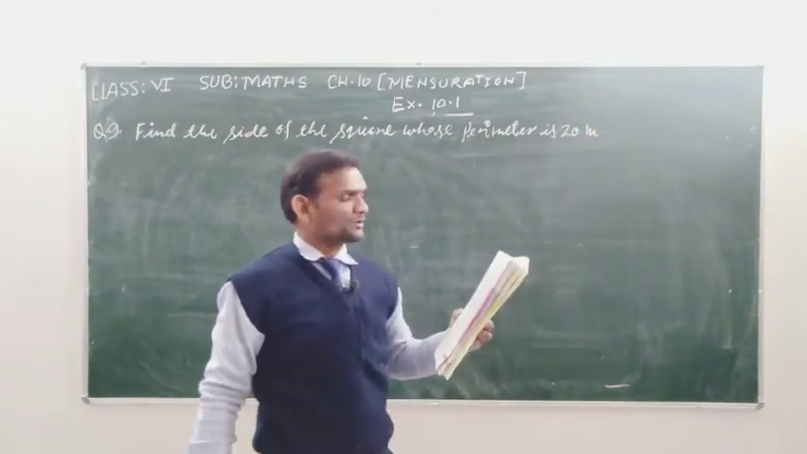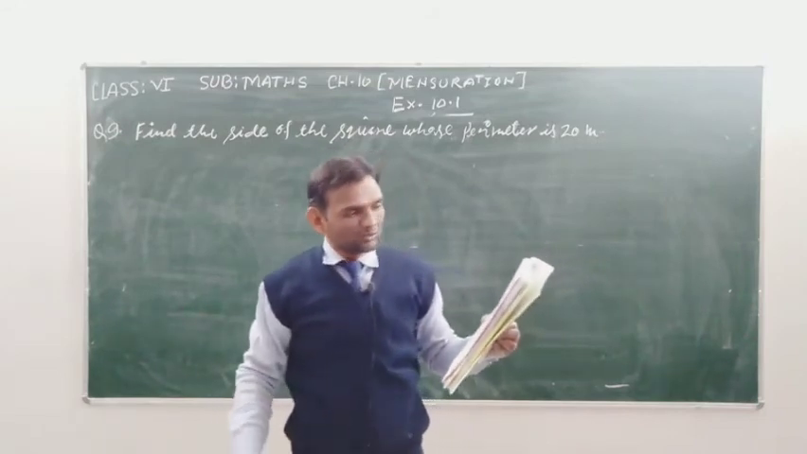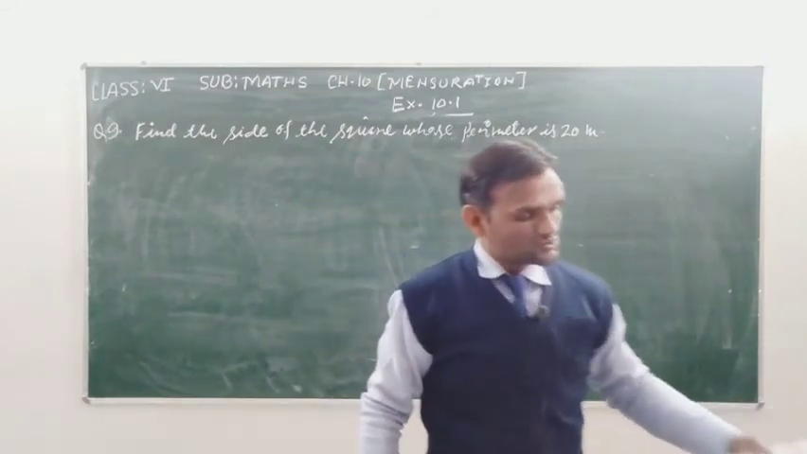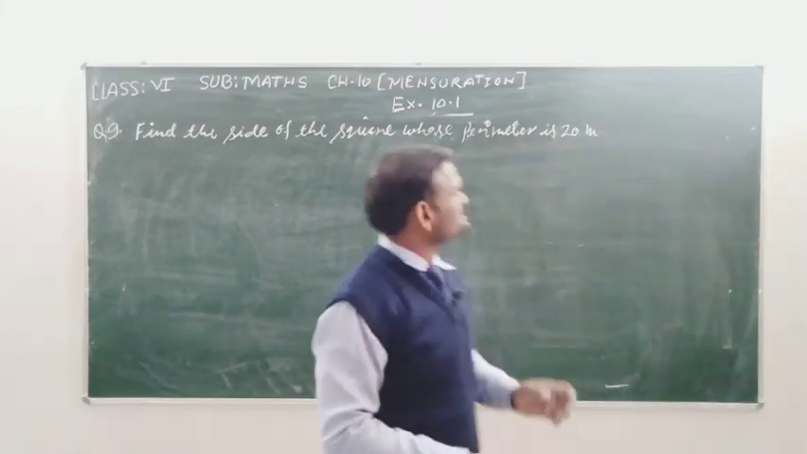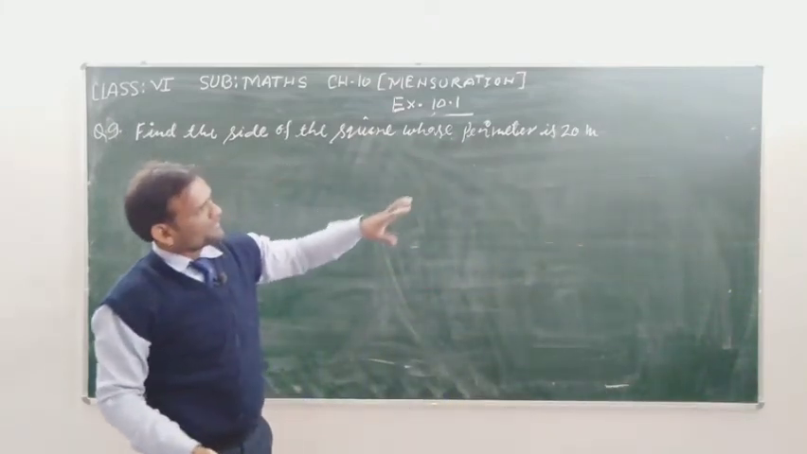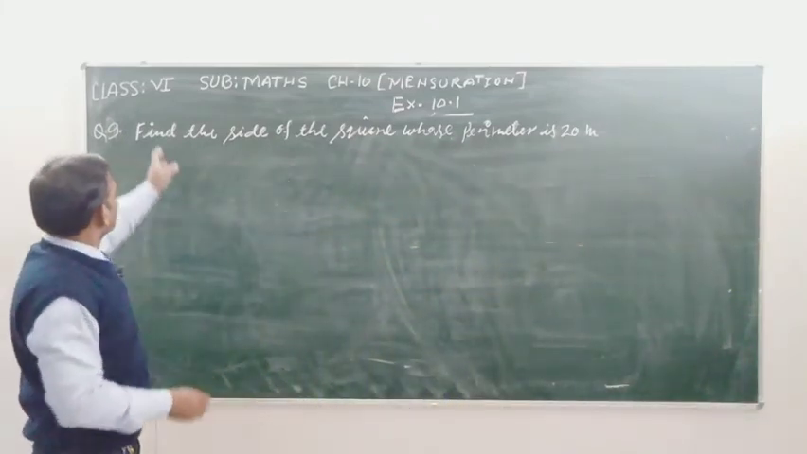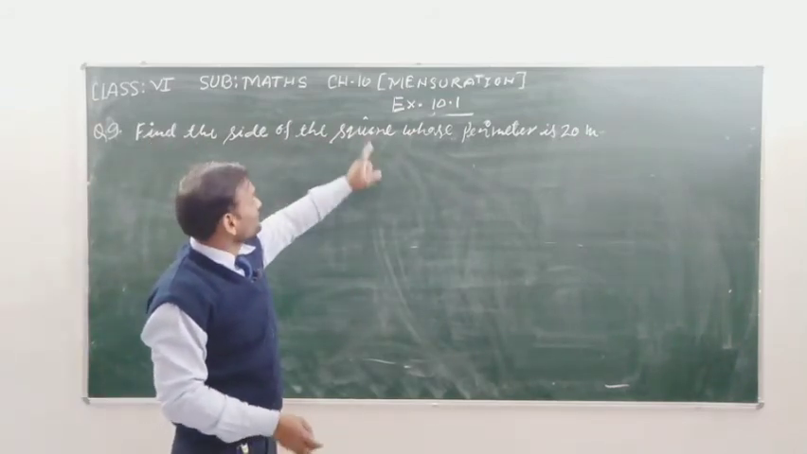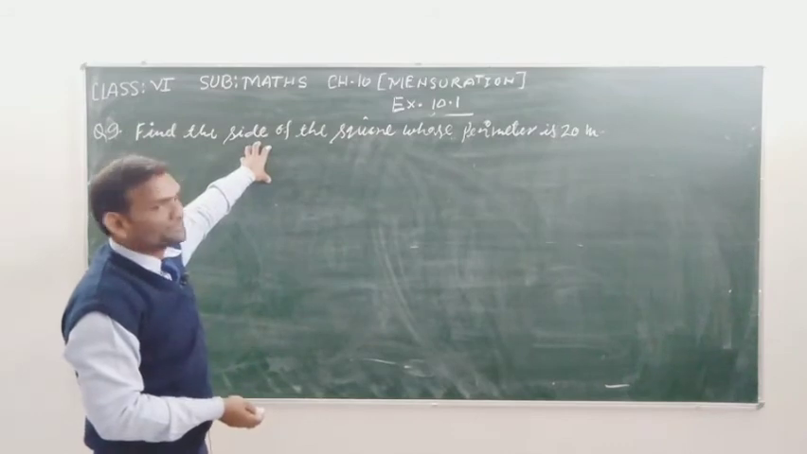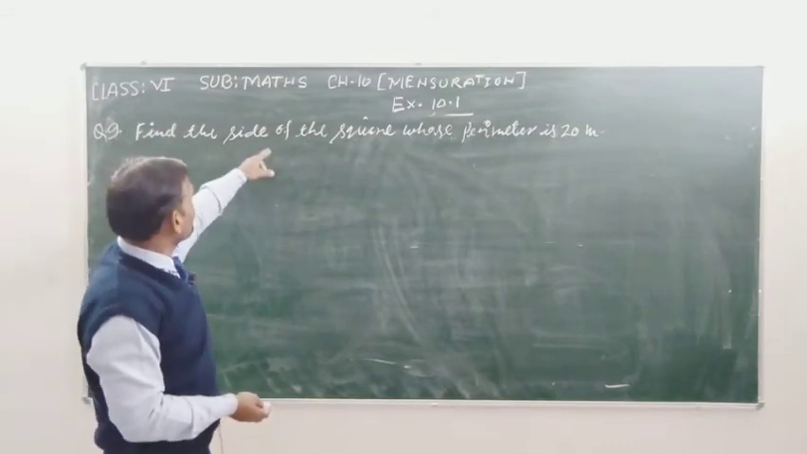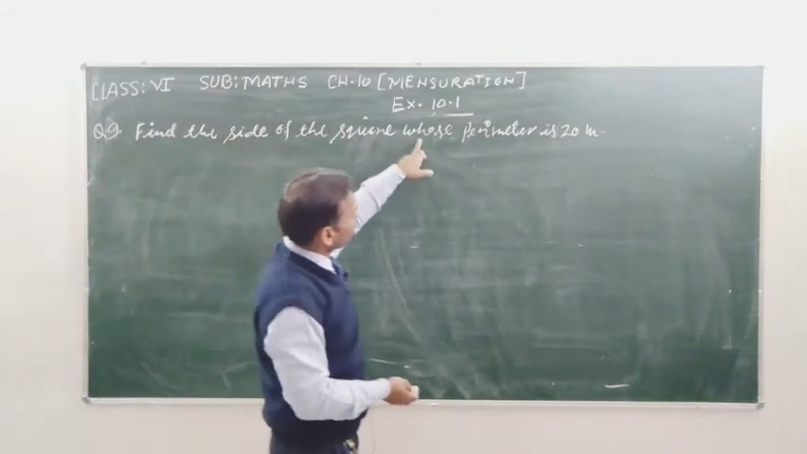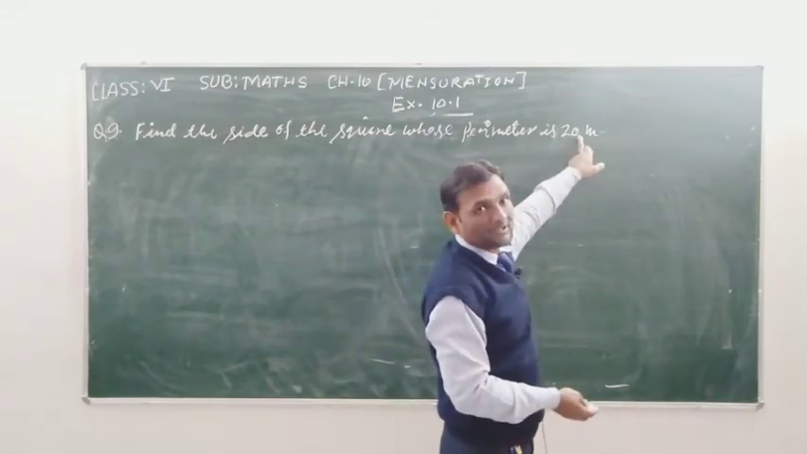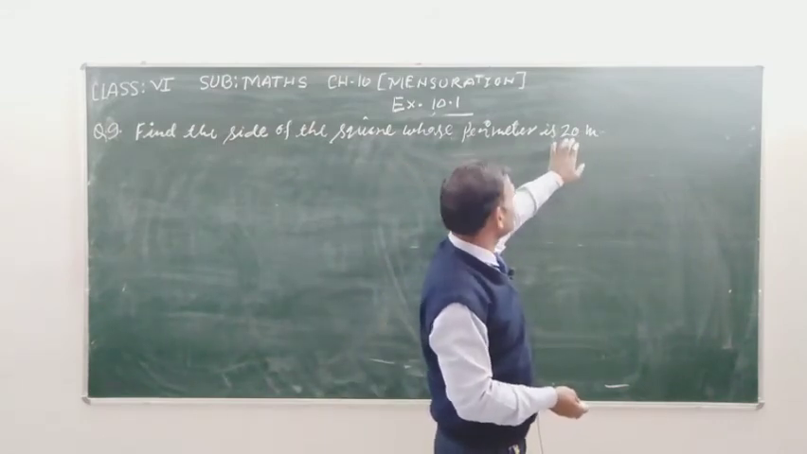I am in doubt, student, whether this is 20 meter or 20 centimeter. So in the book 20 meter is given. So according to 20 meter, we are solving this question. Question is saying, student, find the side of the square. Here we do not need to find the perimeter of the square. We need to find out the side of the square whose perimeter is 20 meter. Perimeter is given, student.